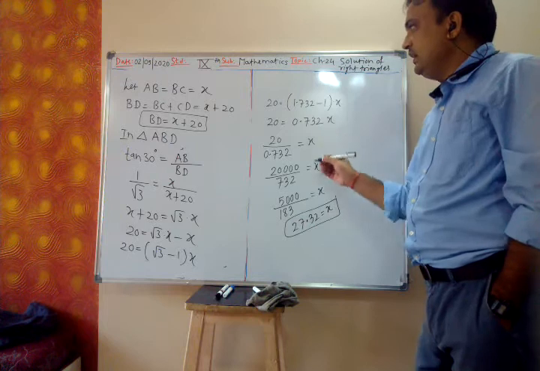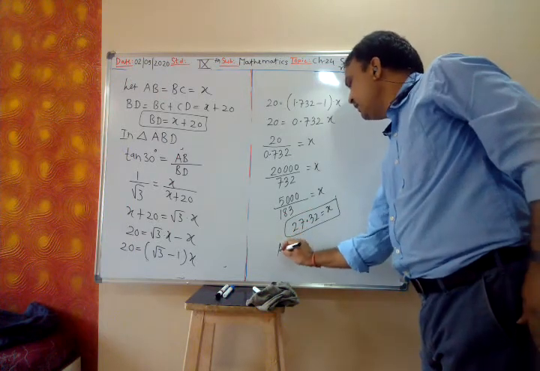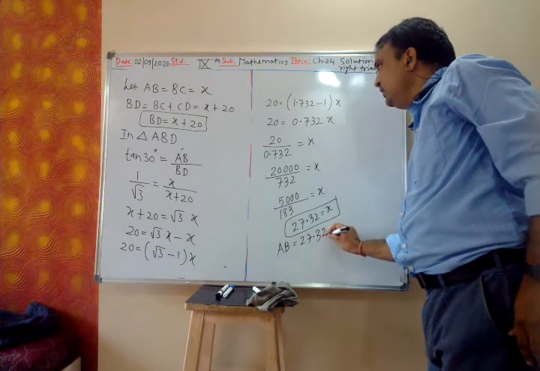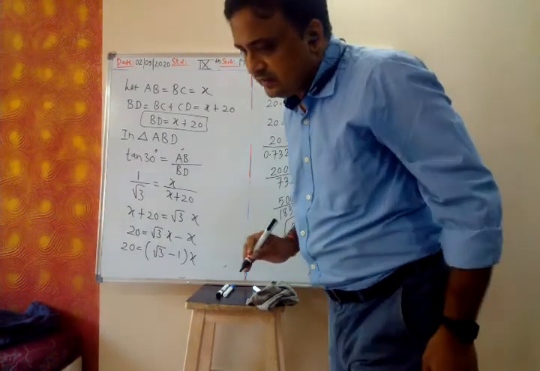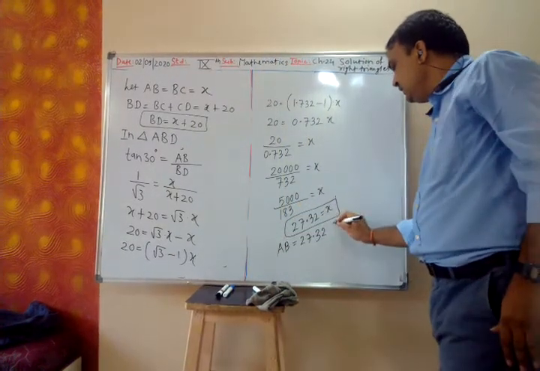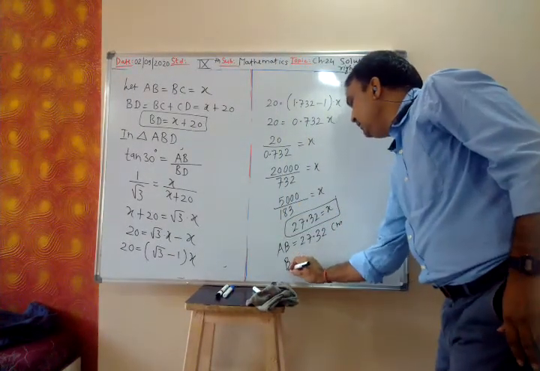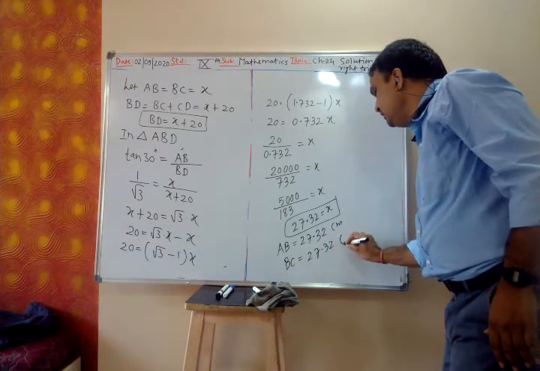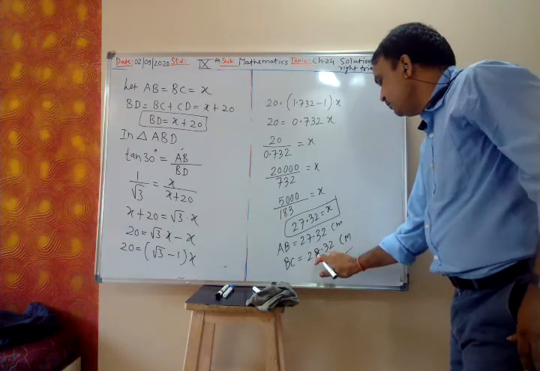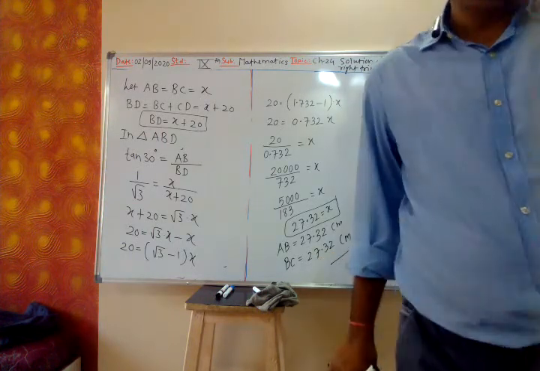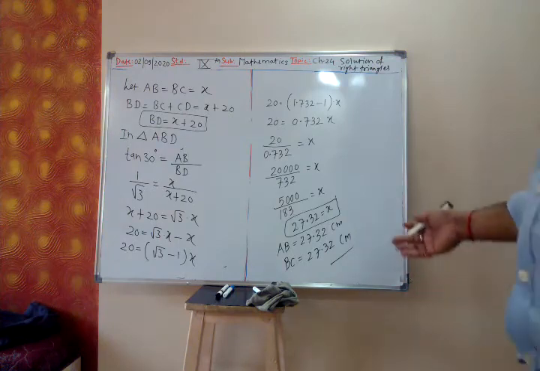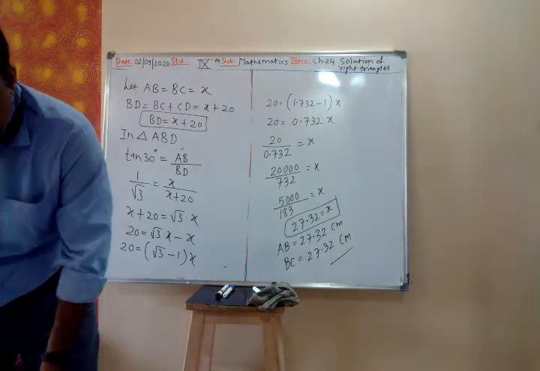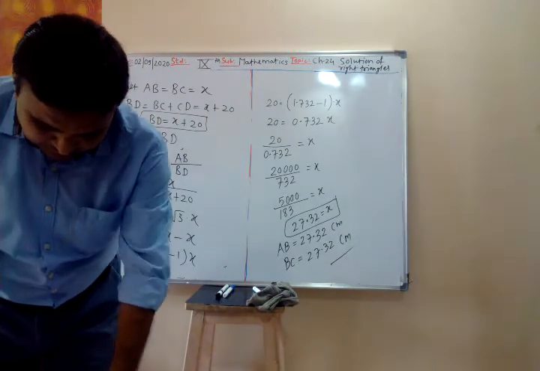So what is X? X is AB. AB is 27.32 centimeter. Which unit is given? Nothing is given, so centimeter. And AB is the same as BC, so BC is also 27.32 centimeter, because AB and BC are equal.